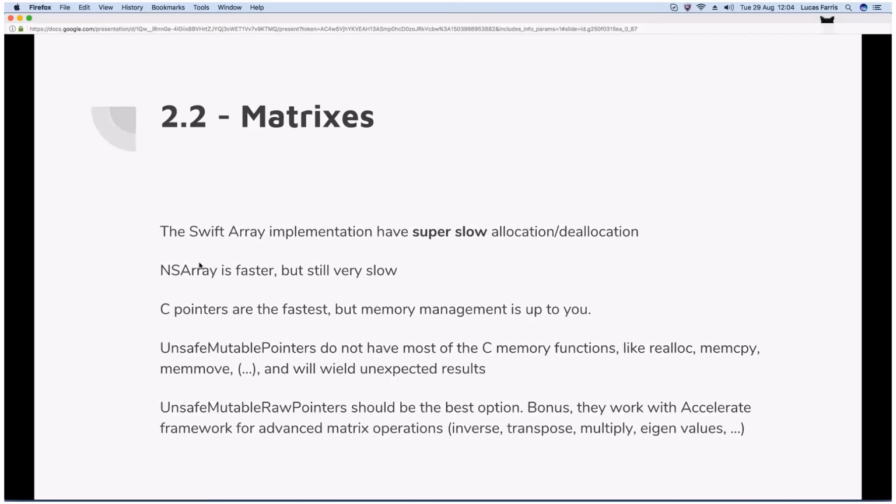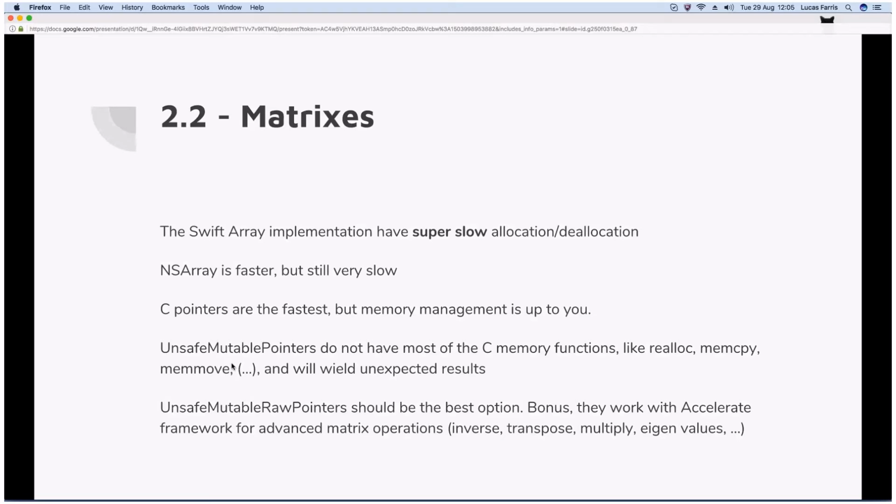And SRAs are a little faster, but still slow. And C pointers are the fastest, but you have to deal with memory. You cannot use ARC. That's why every pointer variable is called unsafe. Everything is unsafe. And if you start using unsafe mutable pointers, you're going to see that most of the C memory functions don't work correctly. For example, realloc, memcpy, memmove, they will do crazy stuff.